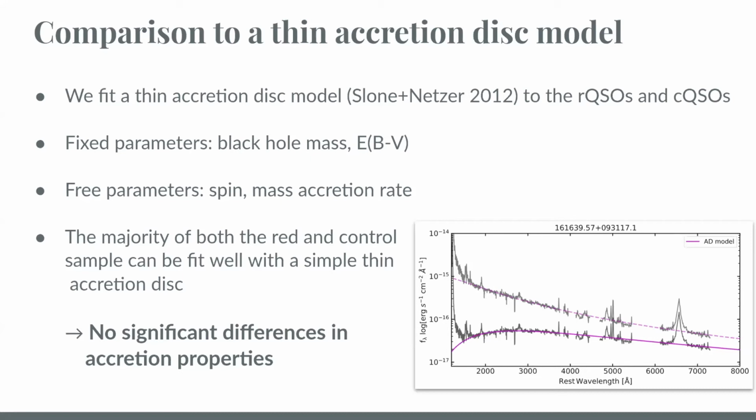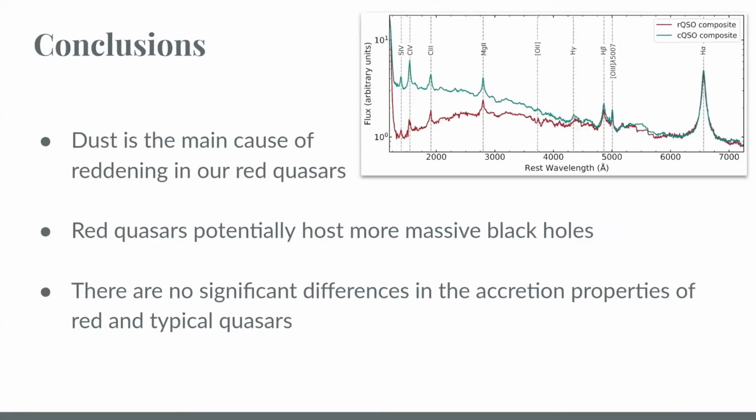So there must be other AGN mechanisms at play, and something we're looking into that looks like a likely candidate is outflows or winds. The conclusion from this bit of work is that we find dust is the main cause of reddening in our red quasars. We find red quasars potentially host more massive black holes, but don't find any significant differences in the accretion properties between red and typical quasars, suggesting there should be something else causing these special properties, such as winds.